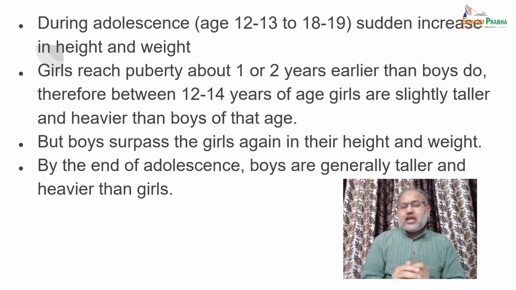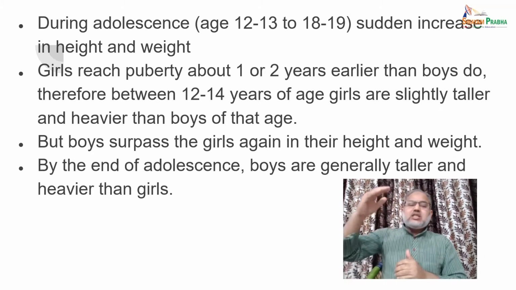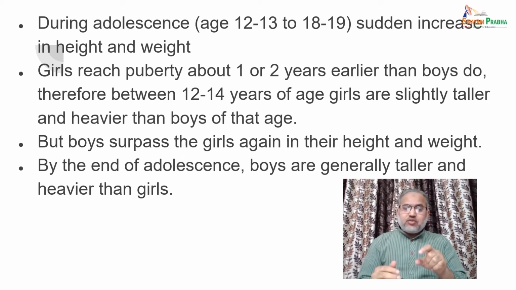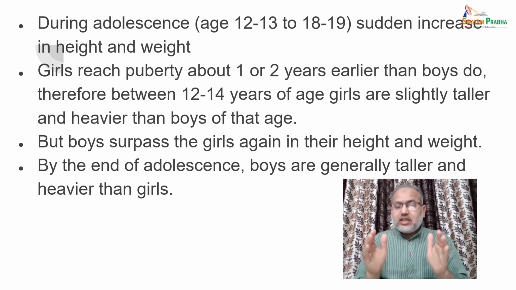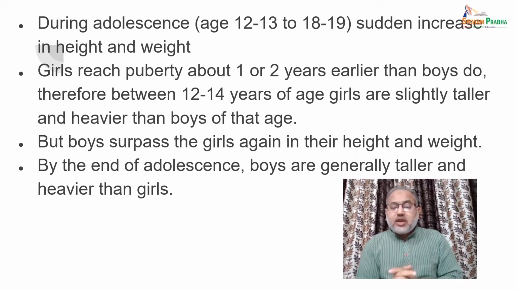Similarly, during adolescence, between age 12-13 and age 18-19, a sudden increase in height and weight is observed among growing children. Girls reach puberty about 1 or 2 years earlier than boys do. Therefore, between 12 and 14 years of age, girls are slightly taller and heavier than boys of that age. But boys surpass the girls again in height and weight. By the end of adolescence, boys are generally taller and heavier than girls, and they achieve their maximum height. Weight may have lots of variation depending upon the environment and nutrition available to the growing children.